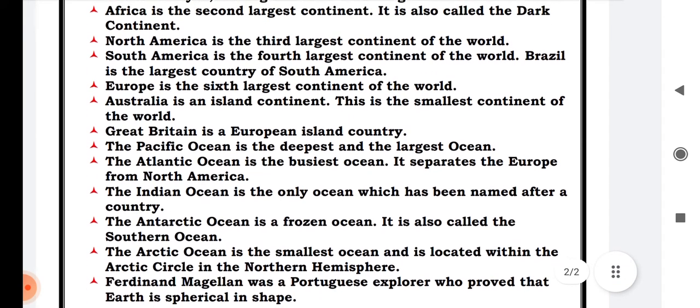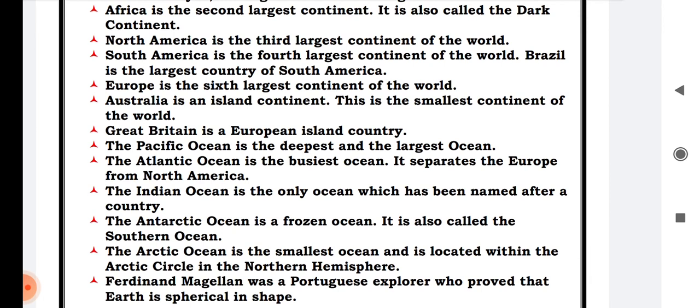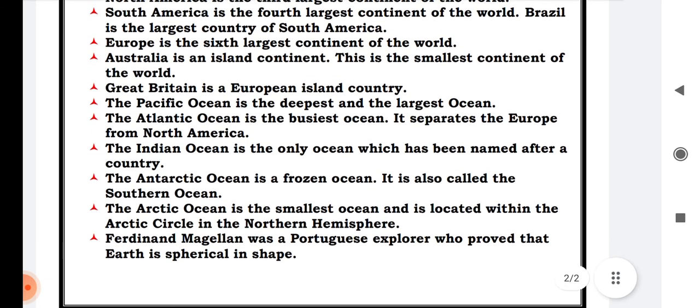Africa is the second largest continent. It is also called the dark continent. Clear? And then comes North America. North America is the third largest continent of the world. South America is the fourth largest continent of the world. Brazil is the largest country of South America.